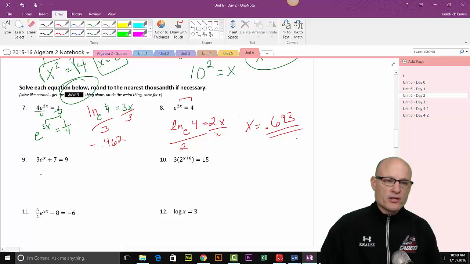Let me get this weird thing alone. 3e to the x is equal to 2. Divide by 3, and I get e to the x is equal to 2/3.